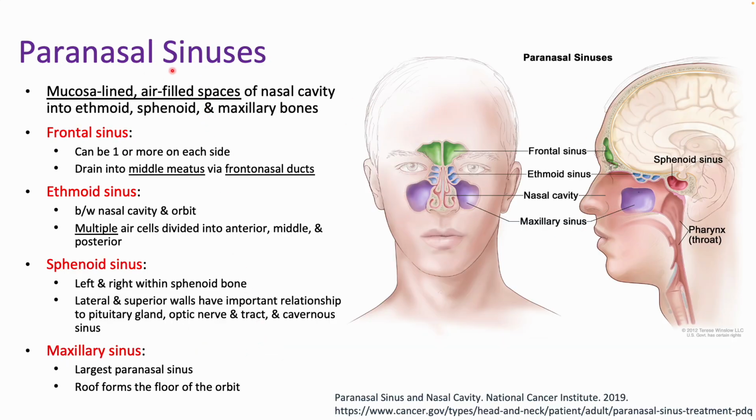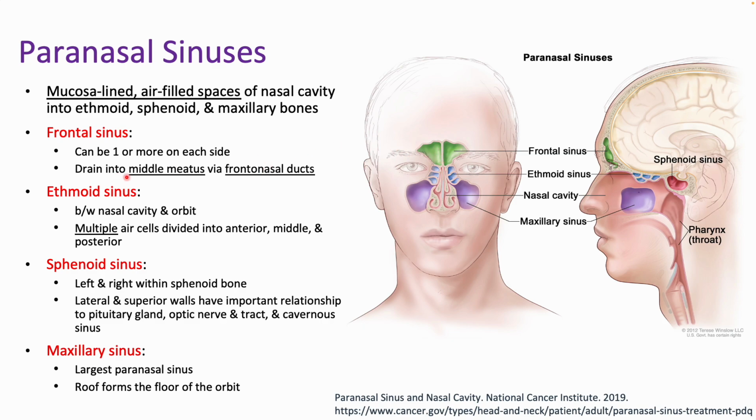Here's a nice picture demonstrating all of our paranasal sinuses. We can see we have four main sinuses or groups of sinuses. These are mucosa-lined, air-filled spaces in the skull, and they connect to the ethmoid, sphenoid, and maxillary bones. First we have our frontal sinus, which is in the region of our frontal bone, so up here, and that's the green one. This can be one or more on either side. In this picture, it's just one, but it can be more than one on either side.